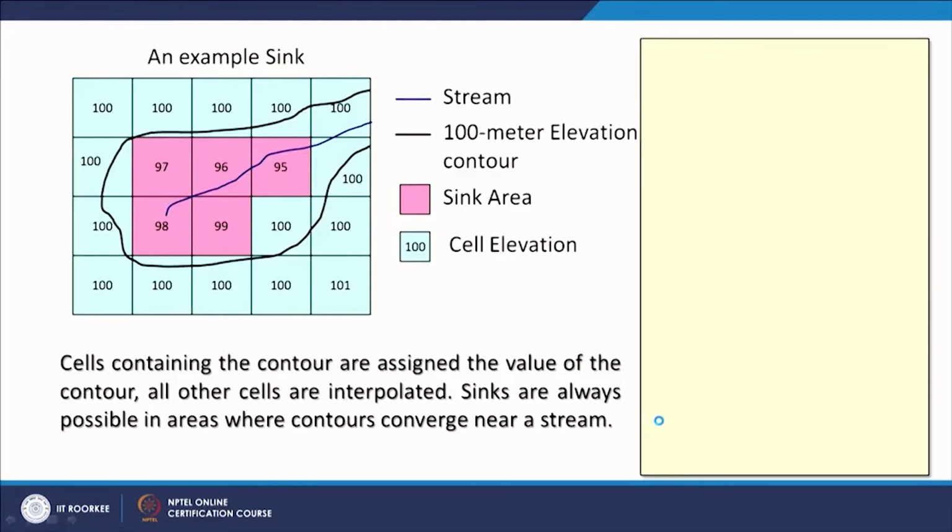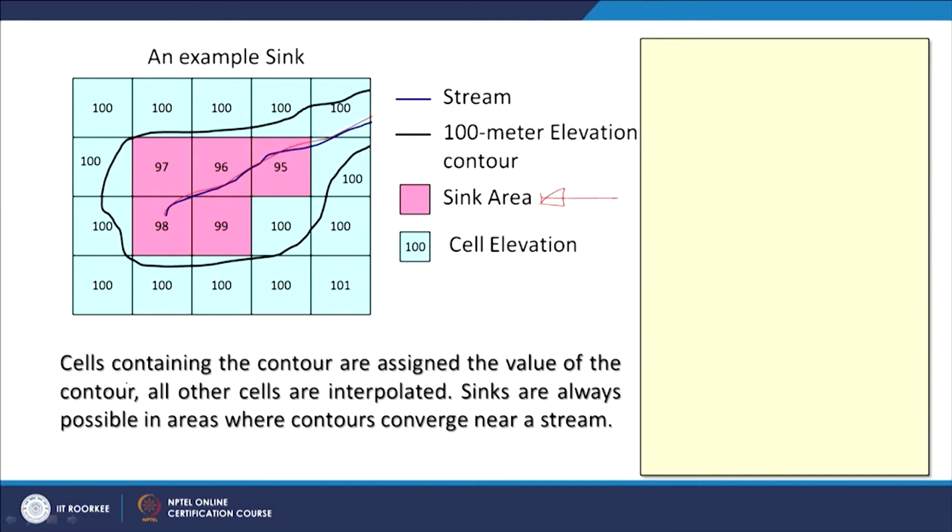Now, here is the example. A single cell may represent a sink, or a depression may have multiple cells. In this example, there are 5 cells which are depressions. So, all surrounding cells here have higher values than these pink colored cells. So, we identify them as a sink, and the rest as you can see, the contour lines are also shown here. These are not watershed boundaries, mind it, these are contour lines, and the stream network is also shown here.